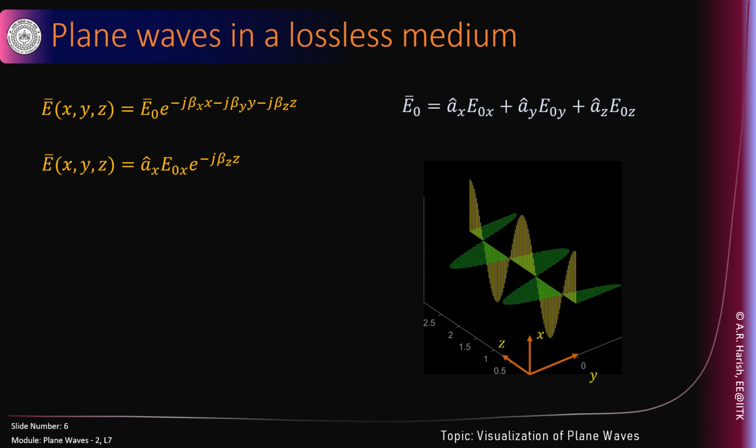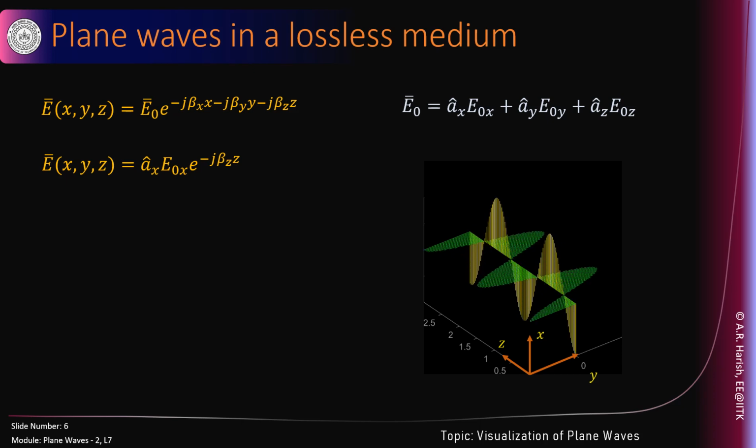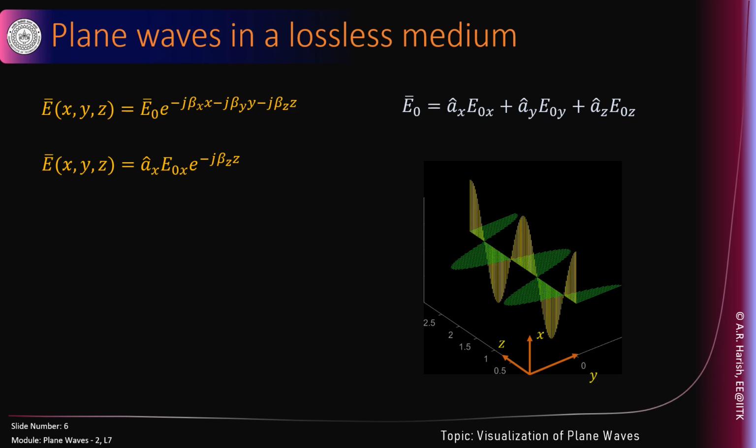Now, what do we see here? Suppose I say that the yellow line is the electric field. If I say that the yellow line is the electric field, can we write the equation for the electric field as ax cap E naught x e to the power of minus j beta z, if the wave is propagating along the positive z direction, which it is in this case? Done. Now, what do the green lines represent? You got it right. It is the magnetic field.